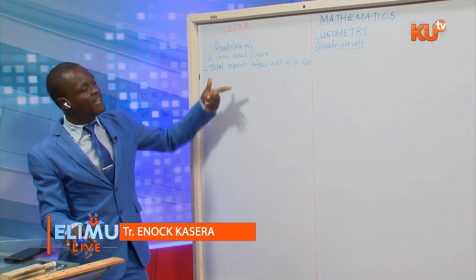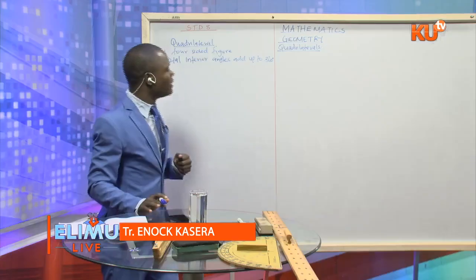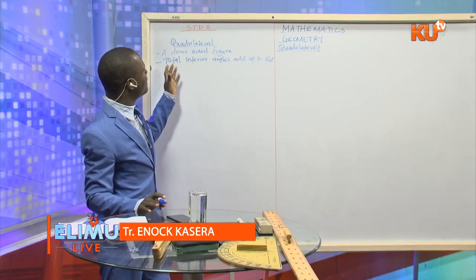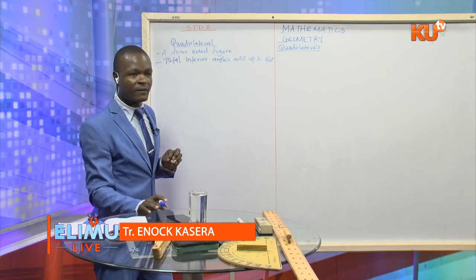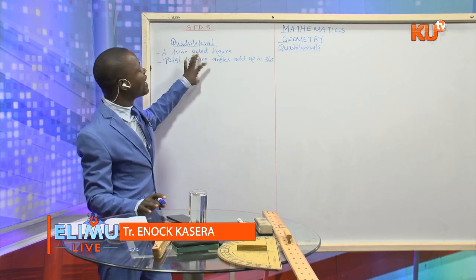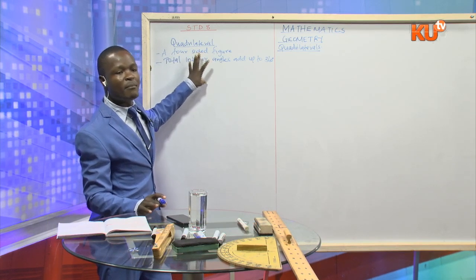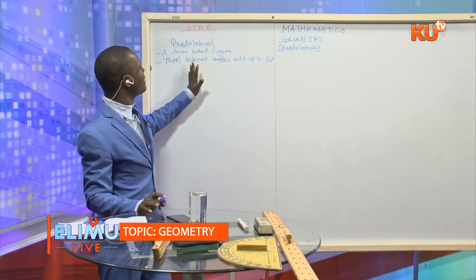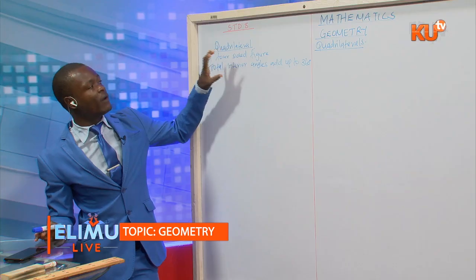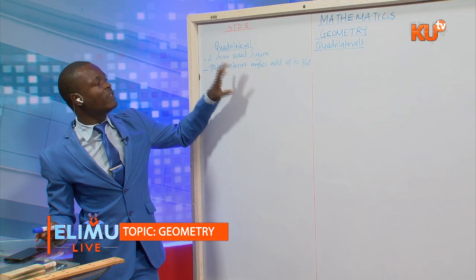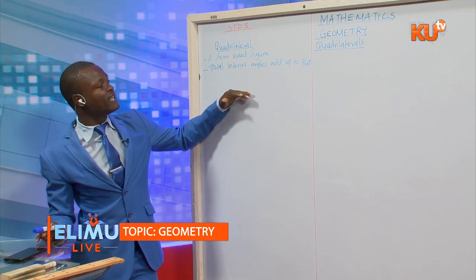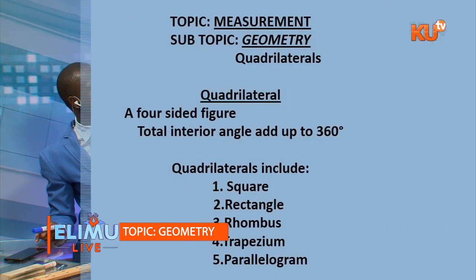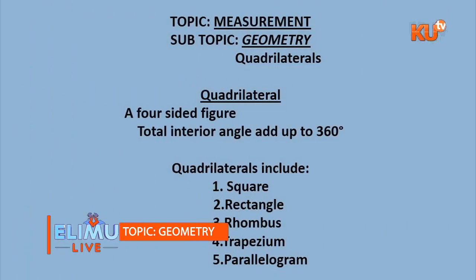As we continue, you will find that there are other properties that are not shared by all quadrilaterals. These two properties are the ones shared by all quadrilaterals. That is, a quadrilateral must have four sides, and at the same time the total interior angles must add up to 360 degrees.